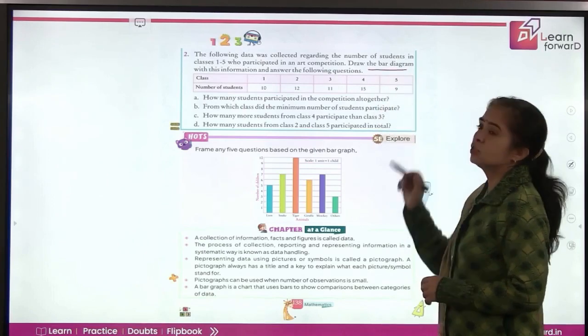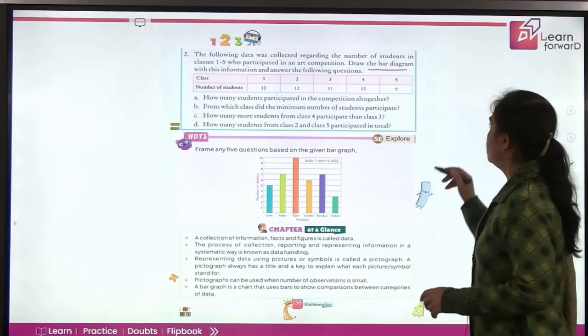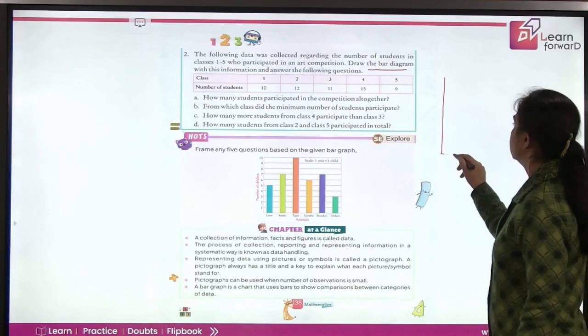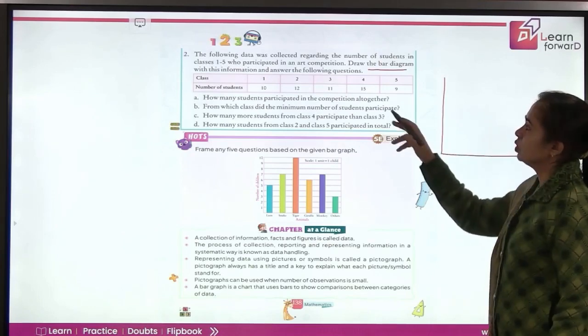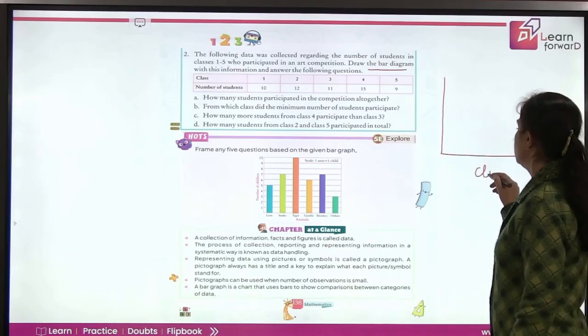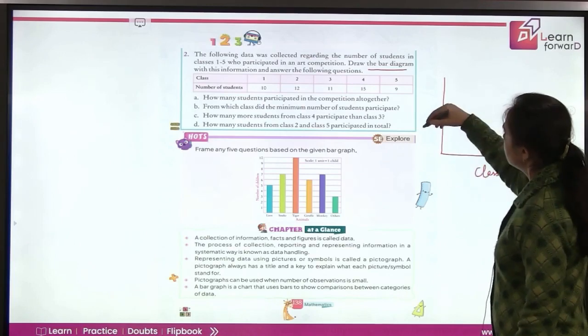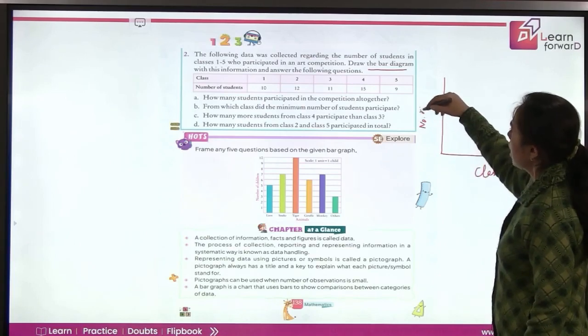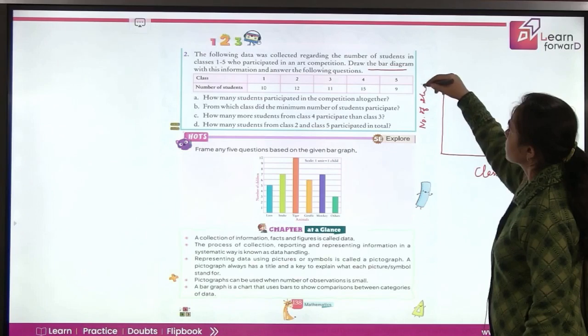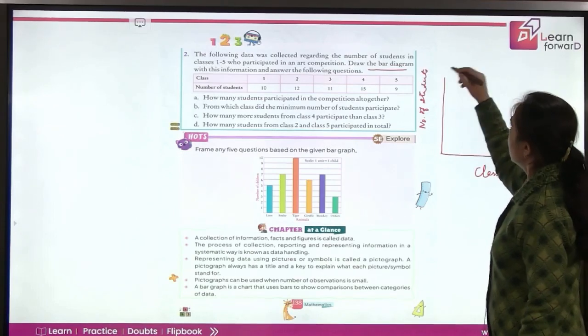So, first let us draw the bar diagram. We will be making two lines here, a vertical line and a horizontal line. On the horizontal line, you will mention class. Here you will mention number of students. Now, what has to be the scale?